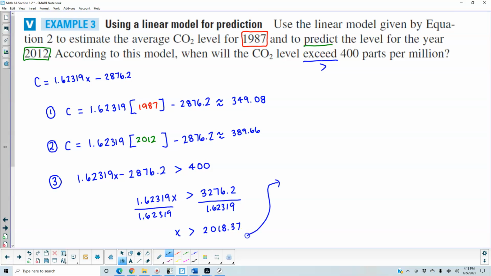What that means is that the CO2 level will exceed 400 parts per million by approximately 2018.